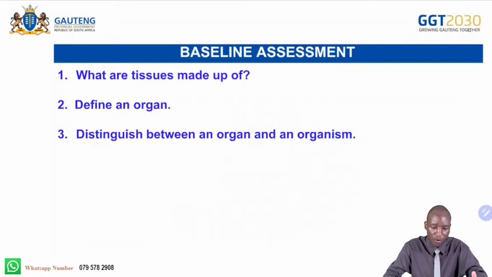Number 1, what are tissues made up of? Number 2, define an organ. Number 3, distinguish between an organ and an organism. I'm going to give you 3 minutes for this baseline activity. Thereafter, we'll get the corrections.